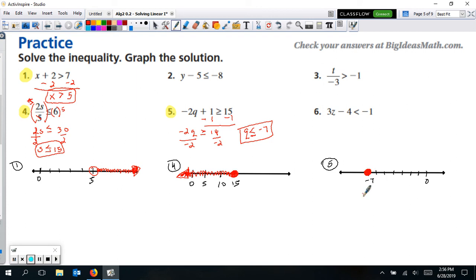So closed when it's equal to. And when it's not equal to, it's open. So number 1 was not equal to, and so that was open, but 4 was closed because it was equal to.